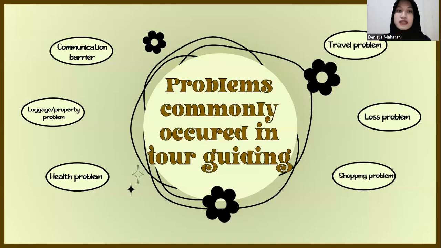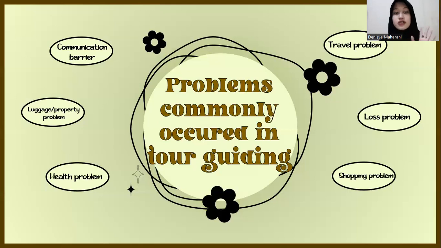And number two is property problems. Property problems are caused by lost luggage due to being left behind or being stolen. Number three is health problems. The common health problems that usually occur are, first, tourists getting sick, second, a tourist having an accident, and the last, a tourist dying. Number four is travel problems. The problems that usually occur are because of lodging problems, vehicle problems, and also travel delays.